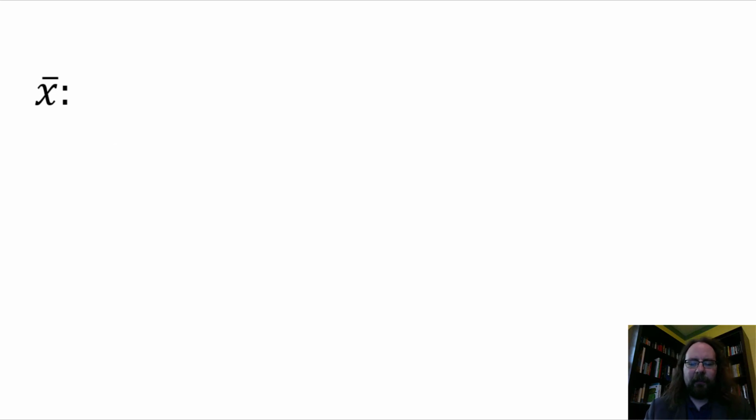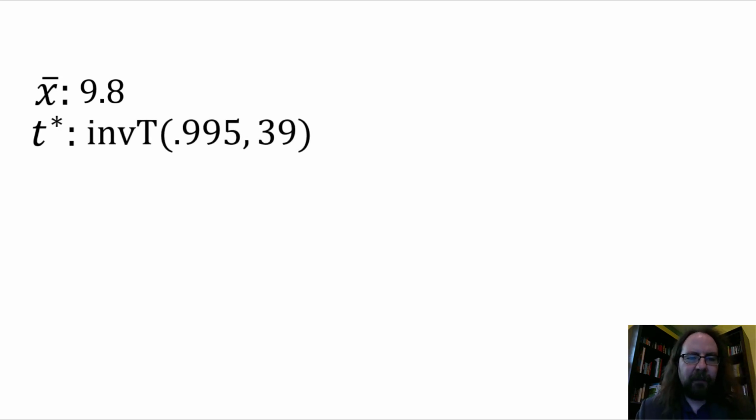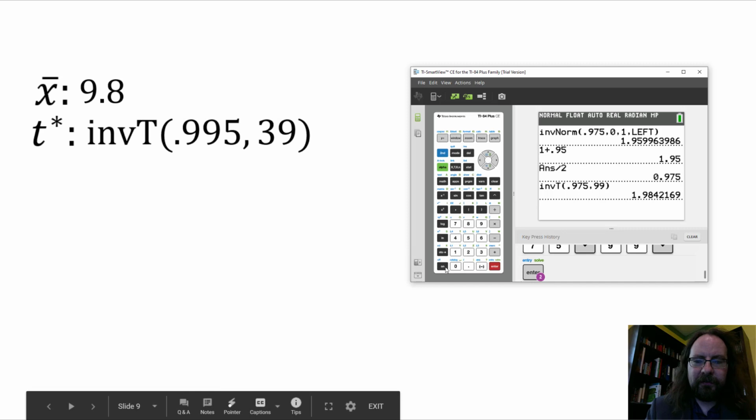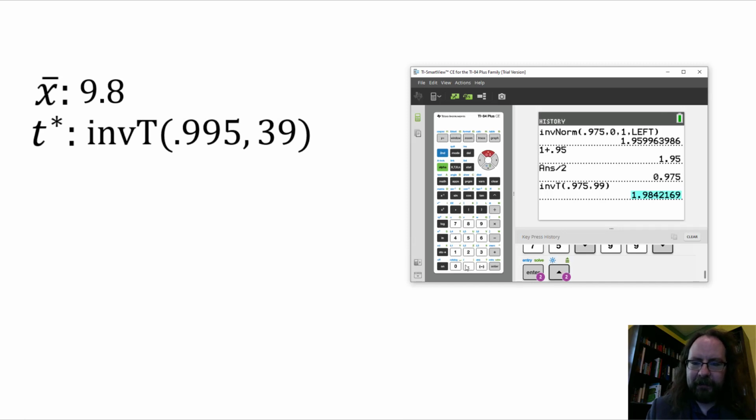What is our point estimate? So our x bar, according to the problem, is 9.8 ounces. Now we need to find our critical t. So we know that we're looking for a 99% confidence interval with a sample size of 40. And that means we need to use inverse t with an area of 0.995 and 39 degrees of freedom. So I'm actually going to get out my calculator here, and we're going to do that. I'm going to be lazy here, and I'm just going to copy down this. But I need to change the area to 0.995, and I need 39 degrees of freedom, not 99.